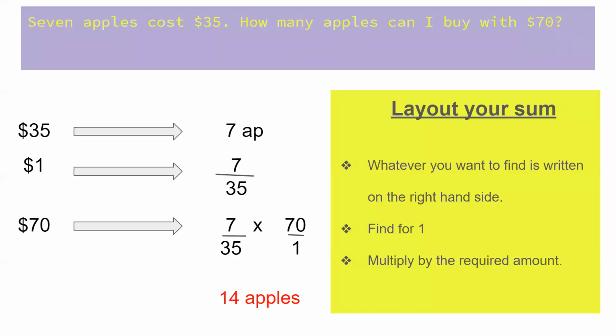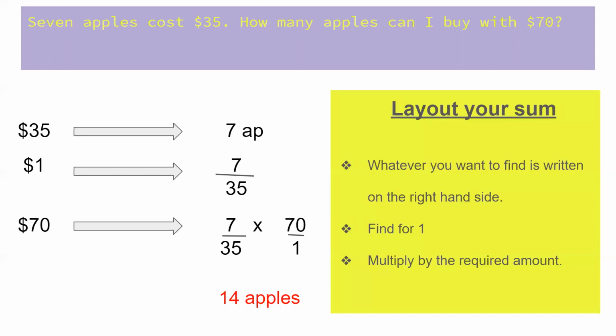And here's a third example. 7 apples cost $35. How many apples can I buy with $70? This time, the problem requires you to find out how many apples you can get, not the cost. Therefore, we write apples on the right-hand side. So $35 gives me 7 apples. The apples are written on the right-hand side. Whatever you want to find is written on the right-hand side.